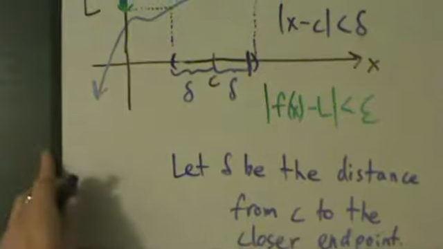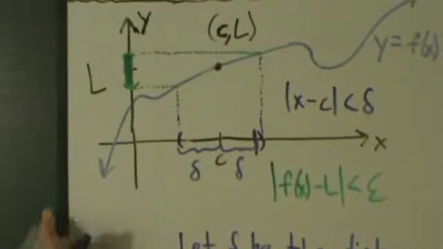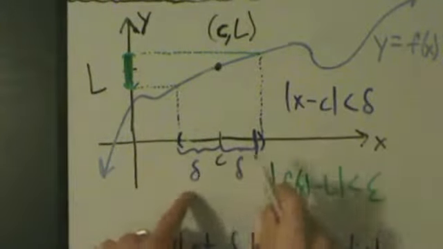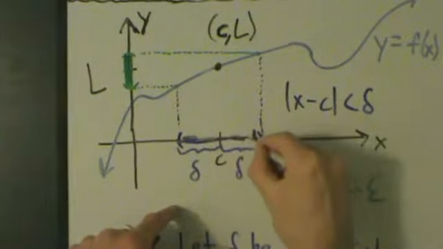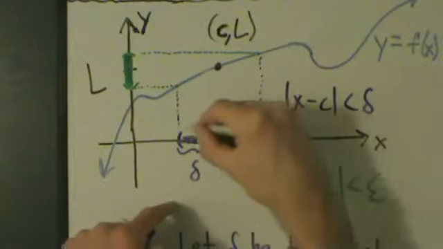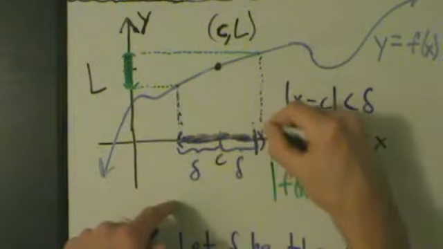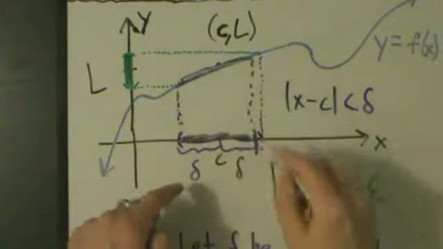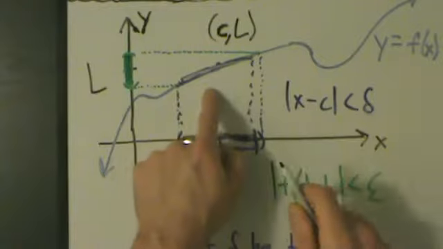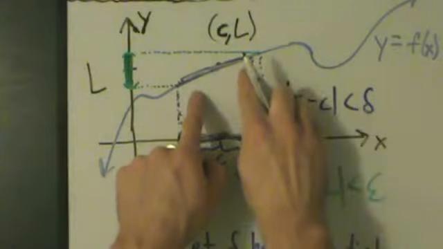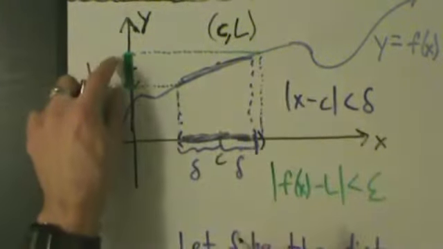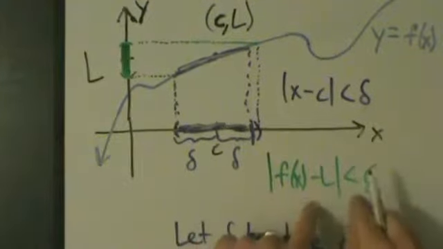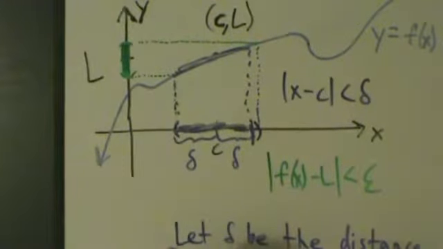Basically, if we come back up here, now we picked our delta, and as long as x is in this interval here, then that guarantees that we're going to be on this piece of the function, and that's good because we want to be on this piece of the function. Because if we're on this piece of the function, then we know our y-coordinate is less than epsilon units away from L.